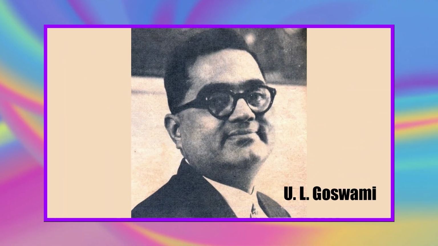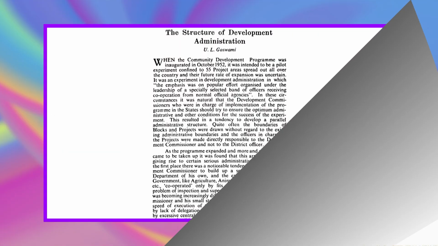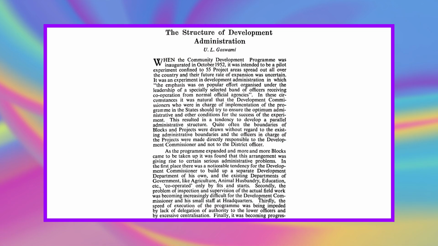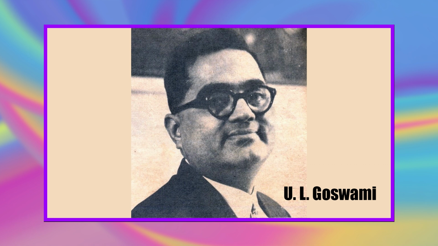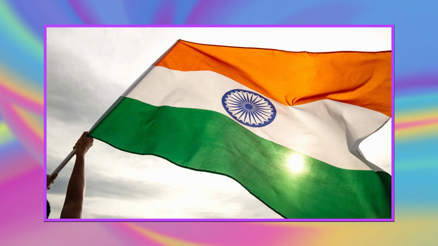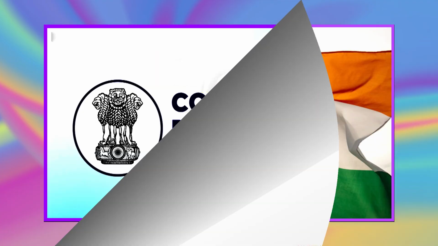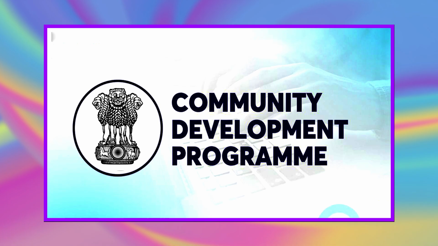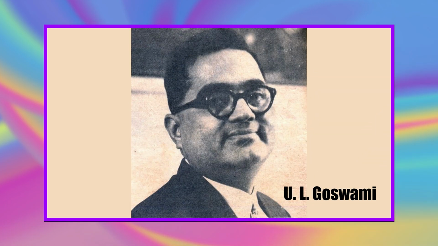An Indian scholar, L. Goswami, wrote in 1955 about the working and structure of development administration in India. Goswami is often credited with coining the term development administration in his writing The Structure of Development Administration. He explains in a very detailed manner how India, soon after its independence, adopted development administration in order to achieve its desired goals. To begin with, India adopted the Community Development Program in the year 1952. Goswami goes on to explain how the program faced various challenges soon after its application.